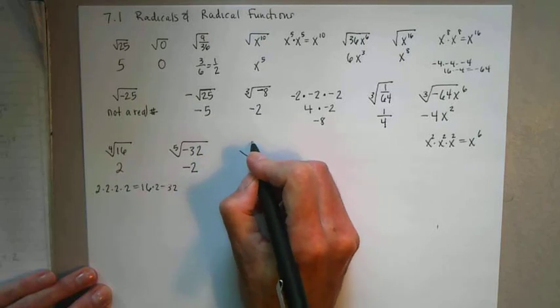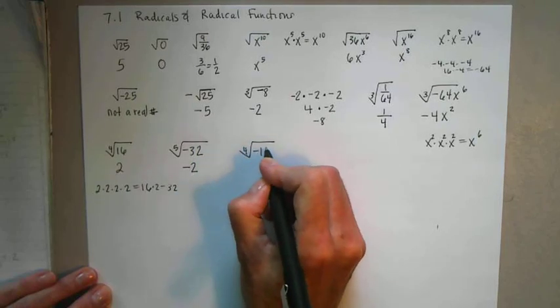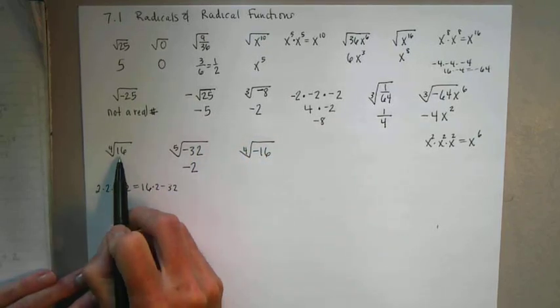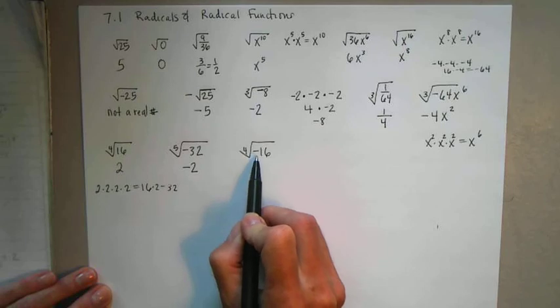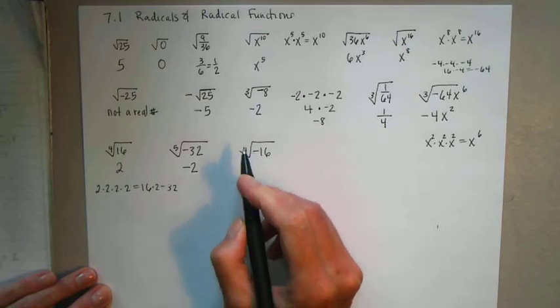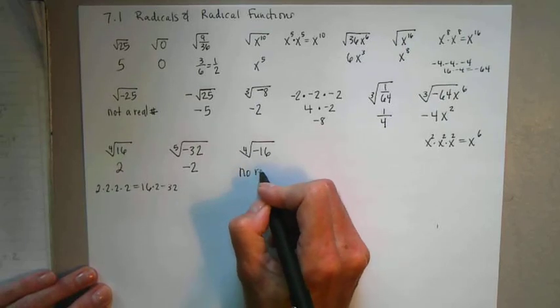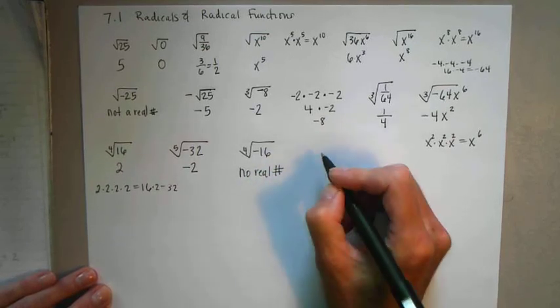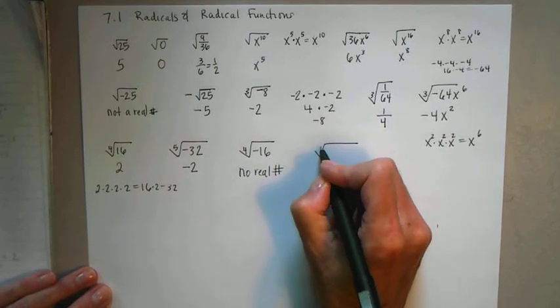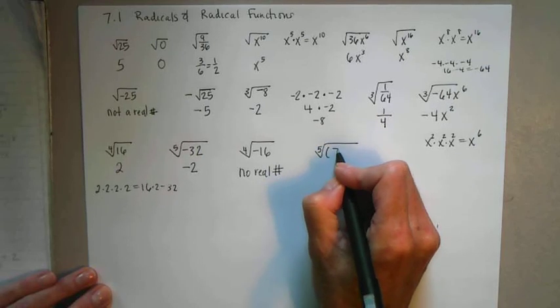What if I want the 4th root of negative 16? Well, we just did the 4th root of positive 16. But what times itself 4 times is negative? No real number. And that's what they say. We can't do it yet. There's no real number.